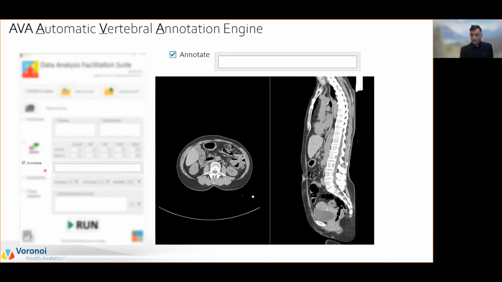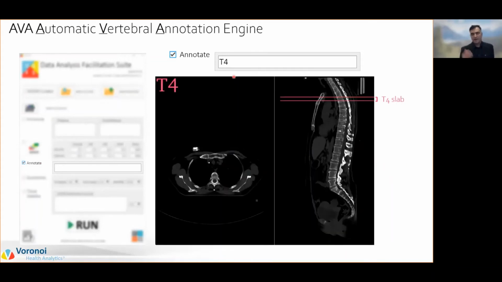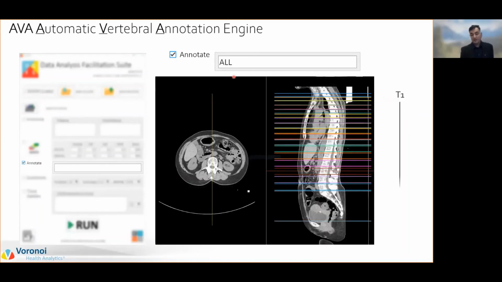And if you're only interested in L3 study, so these are all options that we've kept to be backward compatible, then you type L3 in the box over here, and the DAS engine will go and try and identify the L3 slices for you. If you're interested in T4, type T4, and it will try and identify the T4 slices for you. If you're interested in all of volumetric analysis, the DAS engine will go and identify all the vertebral levels from T1 to the sacrum, pelvic spine.